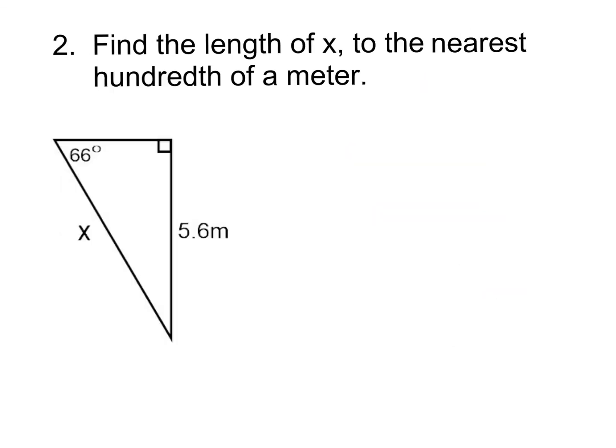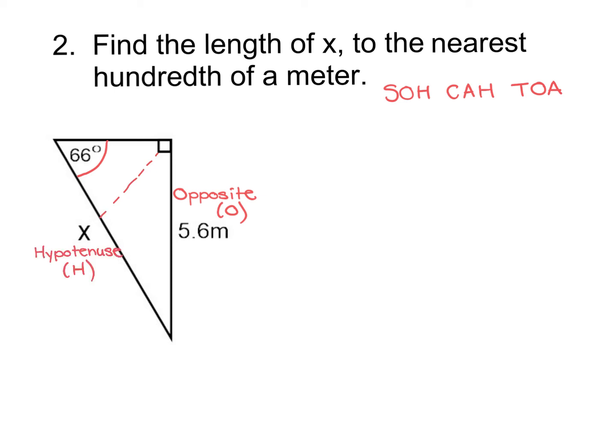Find the length of x to the nearest hundredth of a meter. So we are rounding our answer to two decimal places. So start the question off by writing SOHCAHTOA, because that will help us find which function we need to use. And this is our angle of reference, so let's label everything according to that angle. The side across from the angle of reference is the opposite, or O. And the side across from the 90-degree angle is always your hypotenuse.